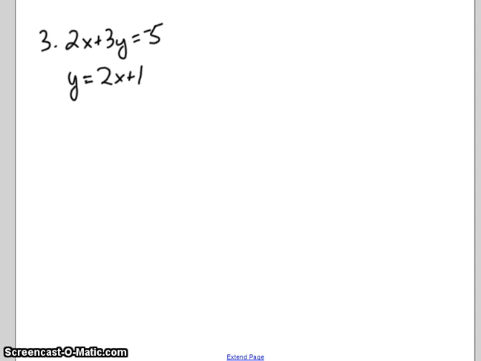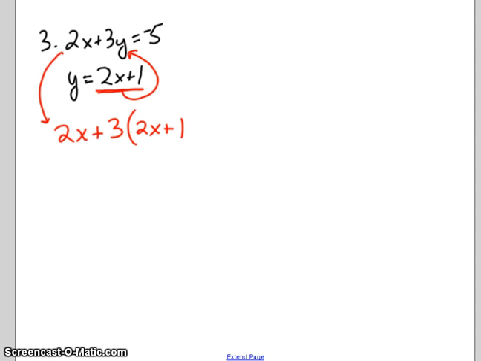Okay, y is solved for in the second equation, and we know that y equals 2x plus 1. So we're going to take that 2x plus 1 and we're going to plug it in for y in the other equation. 2x, taken from here, 2x plus 3y, or 3 times 2x plus 1, just right here, because we know y equals that, equals -5. Solve for x. Okay, this is one of our tougher algebraic problems.